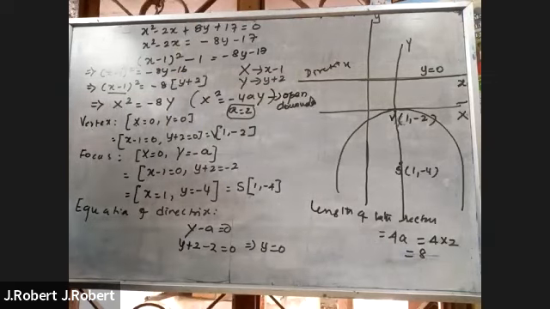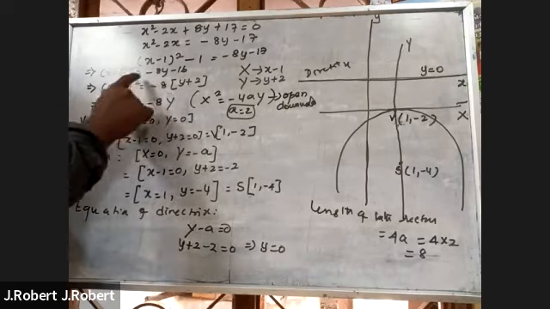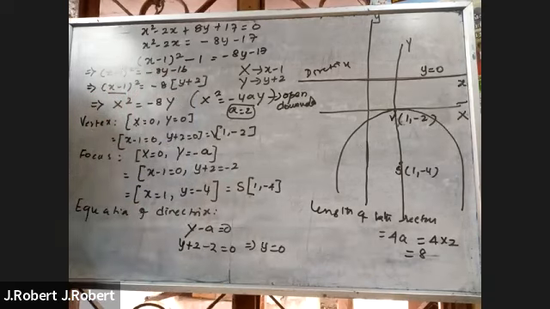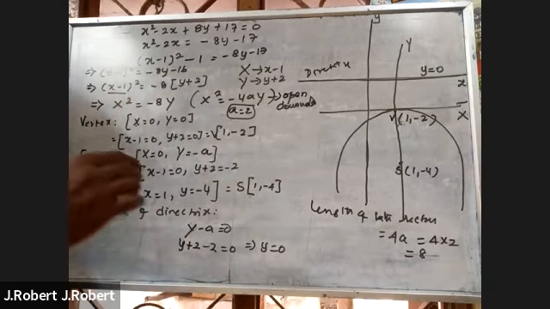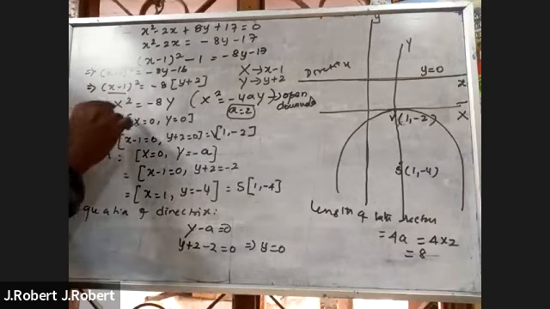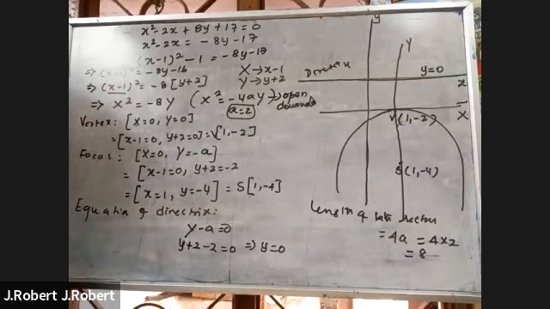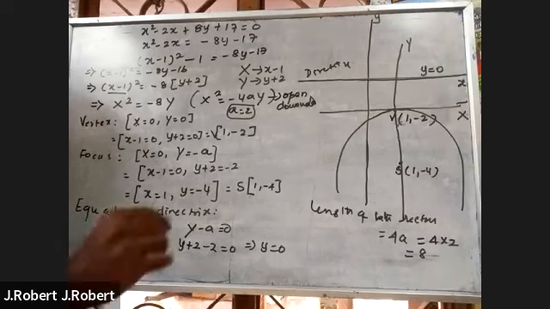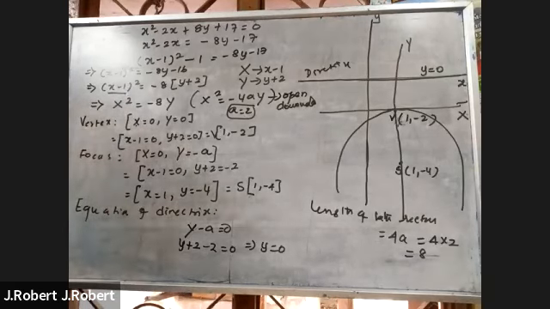We can write this as x minus 1 the whole square equals minus 8y minus 16. Now, x minus 1 the whole square, minus 8 taken as common, y plus 2. Just by shifting x minus 1 as capital X, y plus 2 as capital Y. Therefore, we'll get X squared is equal to minus 8Y. This is of the form x squared is equal to minus 4ay, which is nothing but the form of open downward.